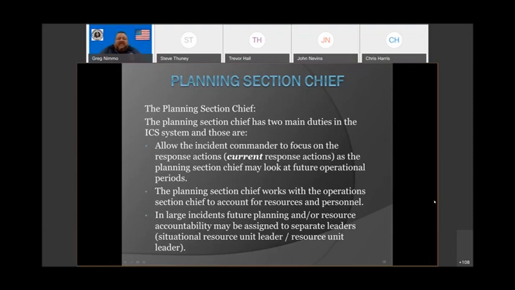The planning section chief works a lot with the operations section chief to account for resources and personnel, so there's an accountability to make sure that's in place. In larger incidents, of course, that could be a situational unit leader or resource unit leader. Accountability is a big thing, and we all talk about that. I think Joe mentioned earlier we had a large wildland style fire that burned over a couple thousand acres of corn in a very short period of time.